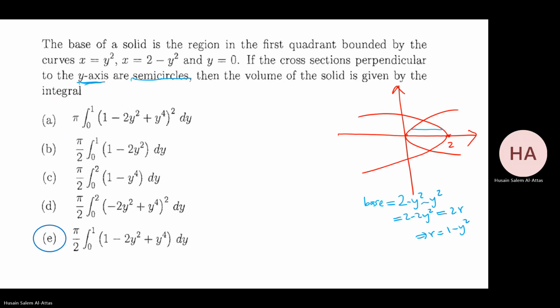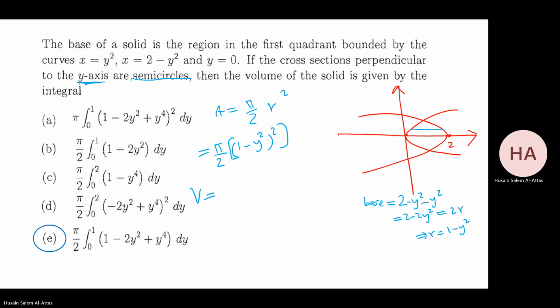Good. Now, what is the area for the small circle? The area will be pi over 2 r square. So it's pi over 2 times r square, which is 1 minus y square, squared. So it is the volume. By the way, the y values are from where to where?